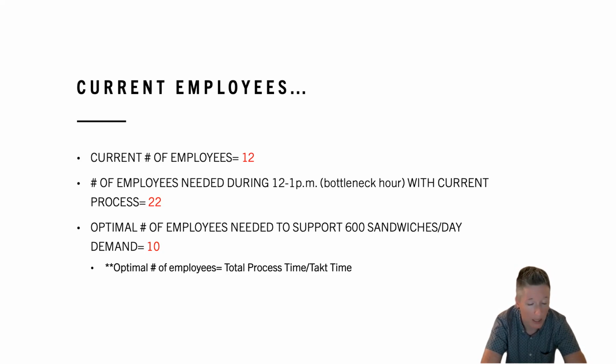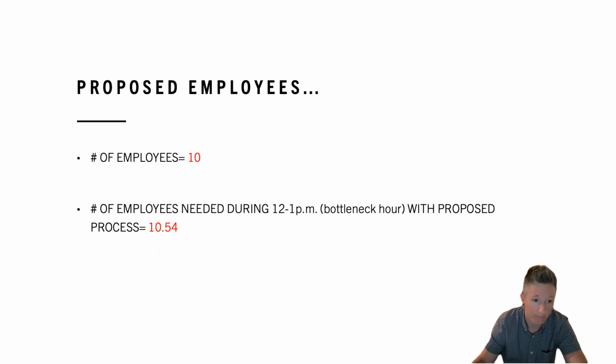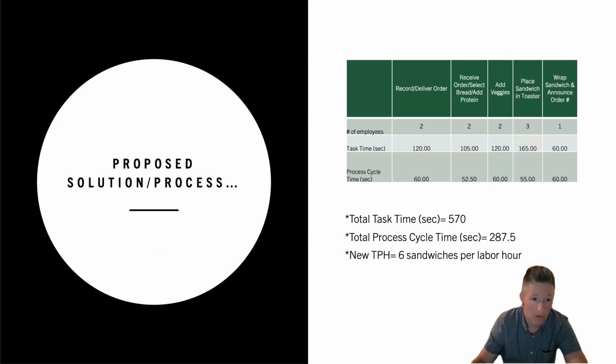Process improvement is needed. And based on total process time and takt time, Lean Sandwich Shop should be able to fully support its demand with 10 employees. I propose combining receiving of the order, bread selection, and the addition of protein into one station, which would utilize 2 employees. I also propose removing the physical delivery of completed orders to the customer.